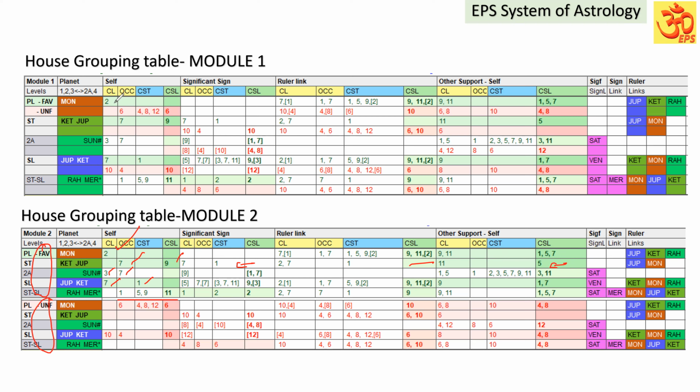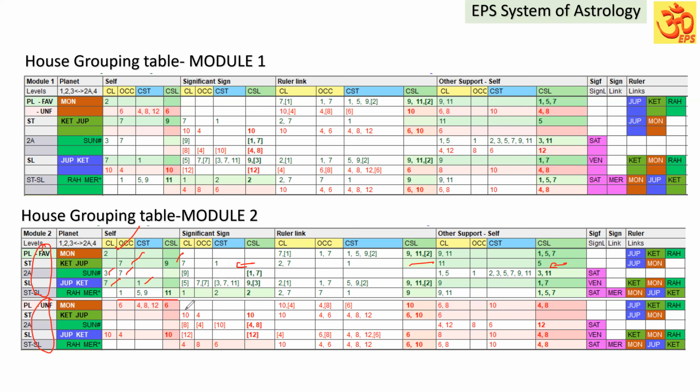In the other module, favorable and unfavorable are shown one below the other for the same planet. Here favorable is shown separately and unfavorable separately. I think you are able to understand. So this is an important table which can also be used in analyzing. But before coming to that, it is always advisable to have a detailed analysis of the EPS table.